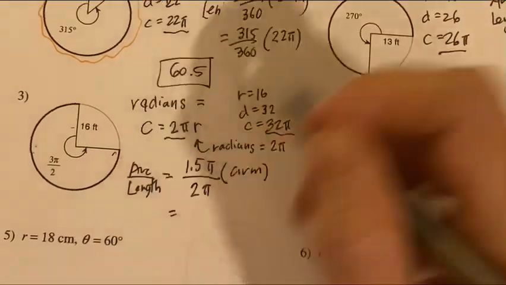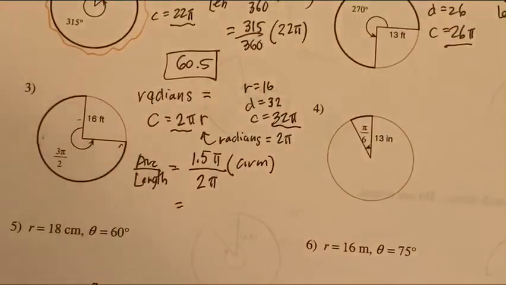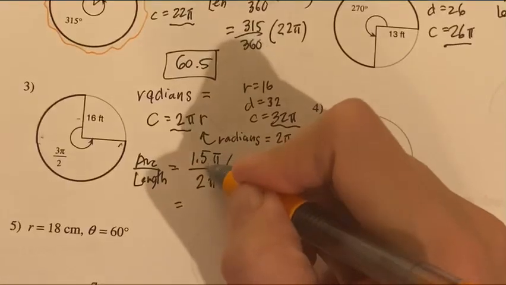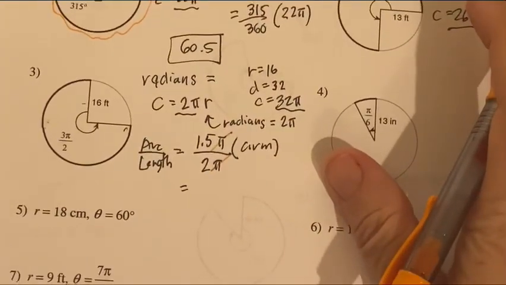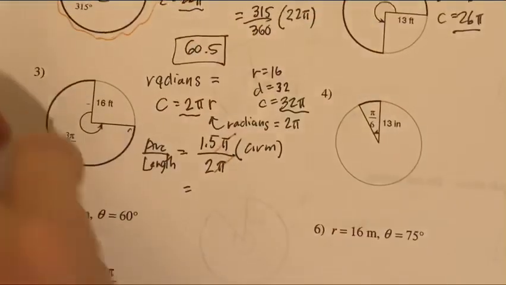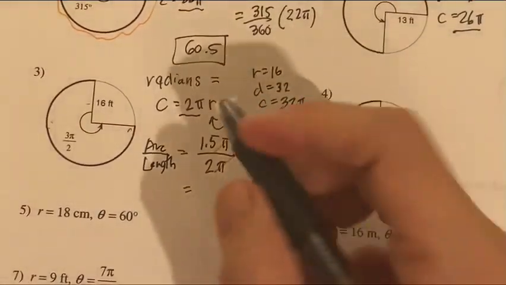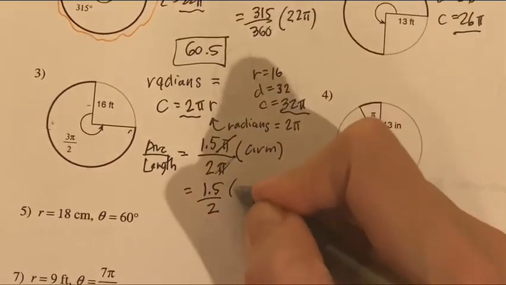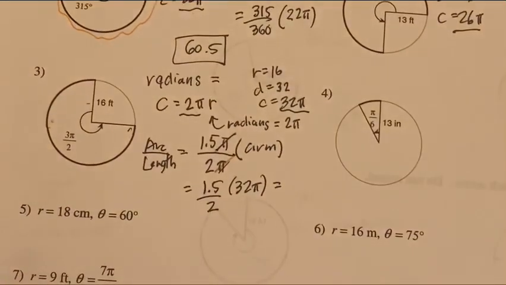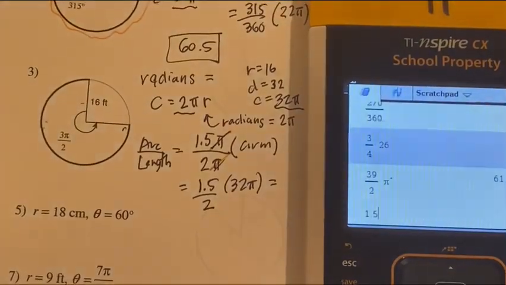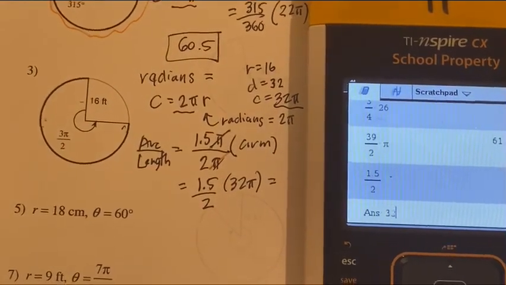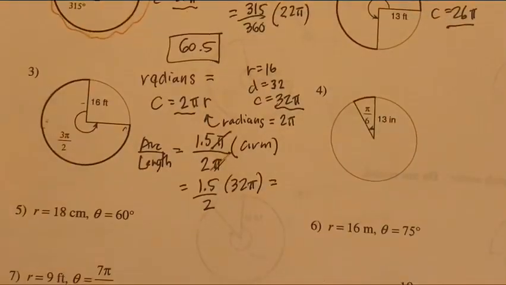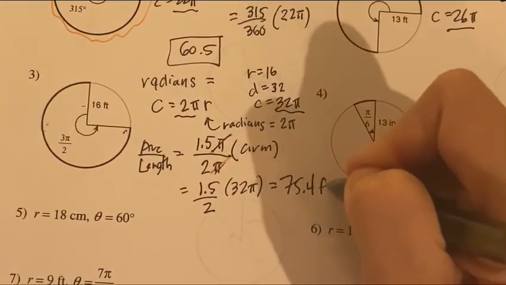But notice something interesting here. Maybe some students think radians are harder, but in a mathematical way, see how these cancel. And it helps us think about the fraction of the circle in a real physical term here. So I have 1.5 over 2, and the pi's cancel, and the circumference is 32 pi. Okay, so let's do it. 1.5 divided by 2, enter, times 32, enter, times pi, enter. 75.4. And that's in feet.